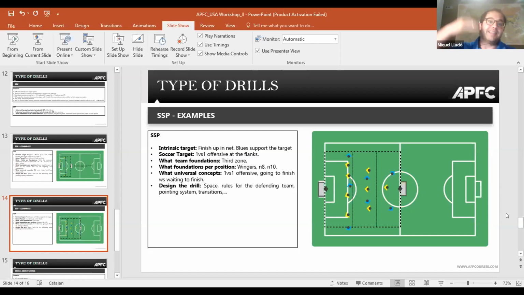Eventually, the last thing would be to include a little bit of your game model, but obviously this is the last step because the game model is just the soft appreciations that really fit your players' characteristics. So I hope this was useful.